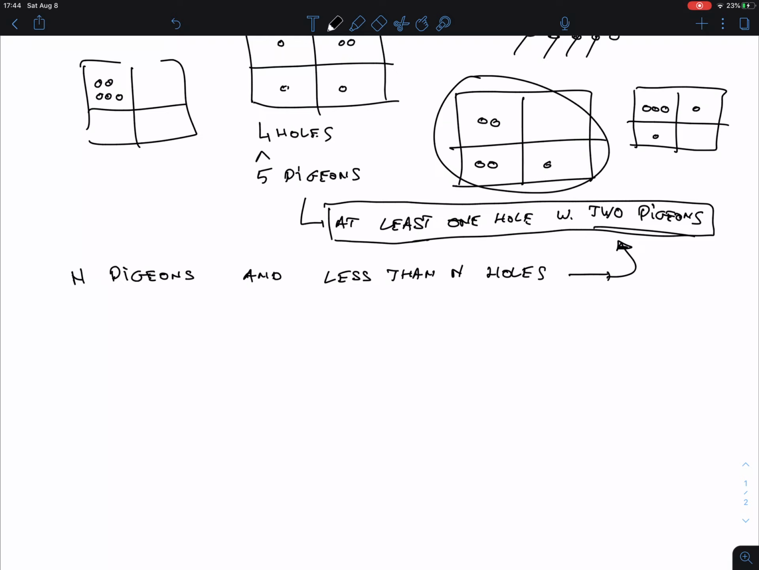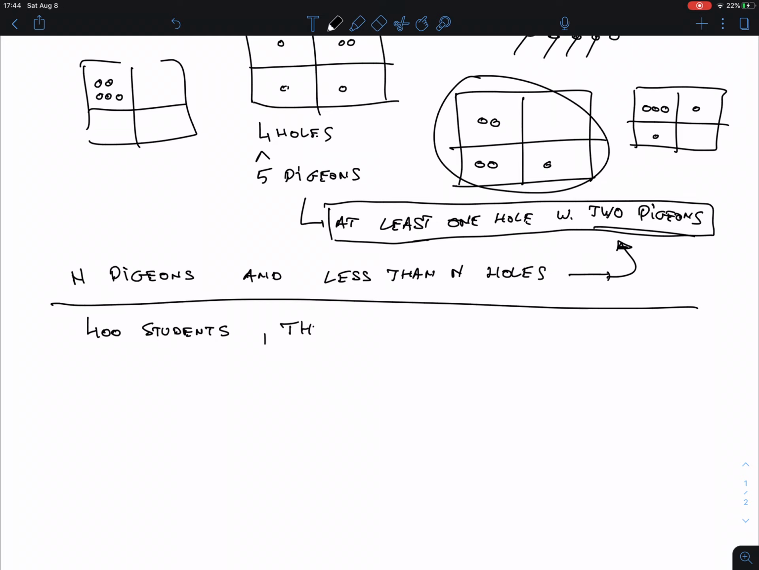Okay, so let's see here. Suppose you have 400 students in a big auditorium. Then I'm claiming at least 2 have the same birthday. Okay, let's think about this. So here is an application of the Pigeonhole principle.